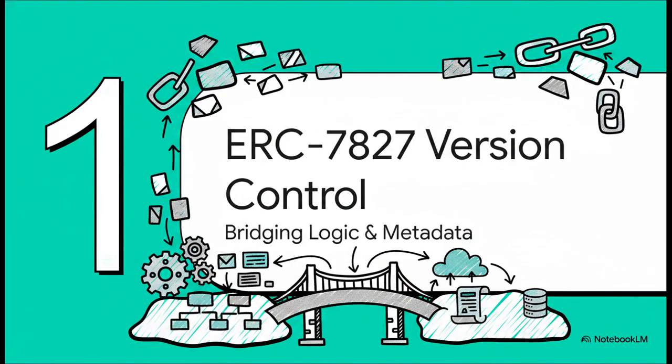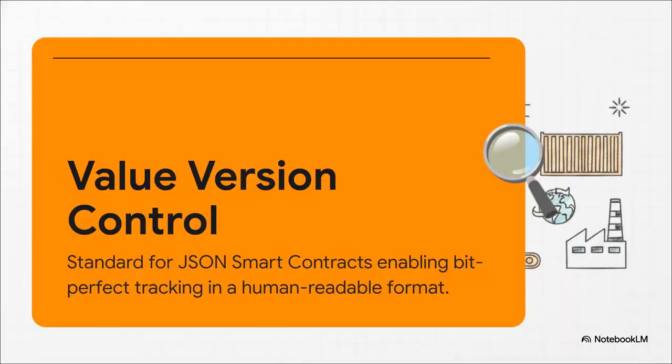Let's hit Section 1, enter ERC-7827 version control, bridging on-chain logic and off-chain metadata. We've got to start at the foundation. The real breakthrough here is that ERC-7827 introduces what the docs call value version control. Think of this as a completely new standard for JSON smart contracts. Now, usually JSON is just this lightweight data format we use to zip text back and forth across the web. But here, it's acting as a smart contract layer.